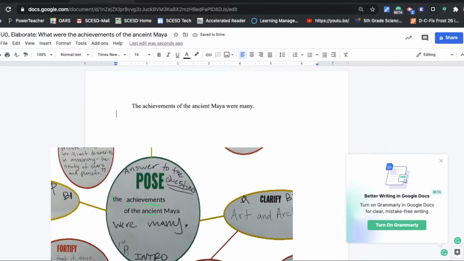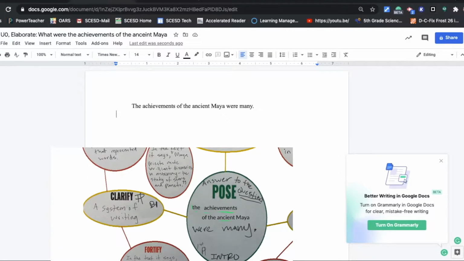Next paragraph, we are going to go to our body paragraph 1. It is the first clarify. Now, we're going to need to take this, a system of writing, and clarify it a little bit better. We have the topic that we're clarifying, but we really want to talk about this like we know it, which we do because we've picked out 2 pieces of support from the text, and we also have read the section about a system of writing that the ancient Maya had. So let's put some of our own thinking into this as we clarify.